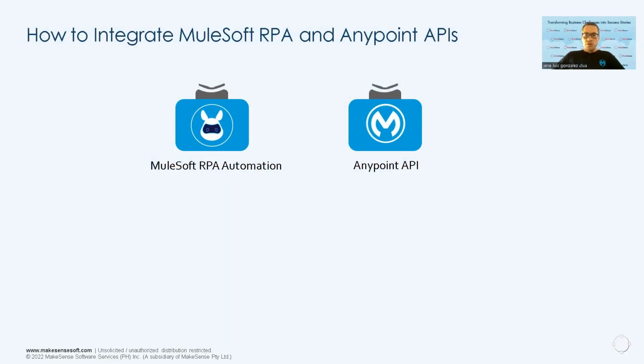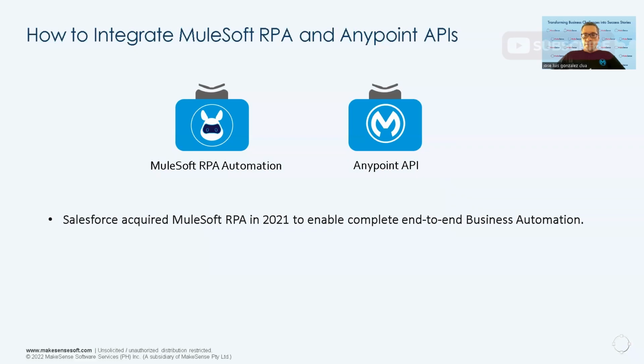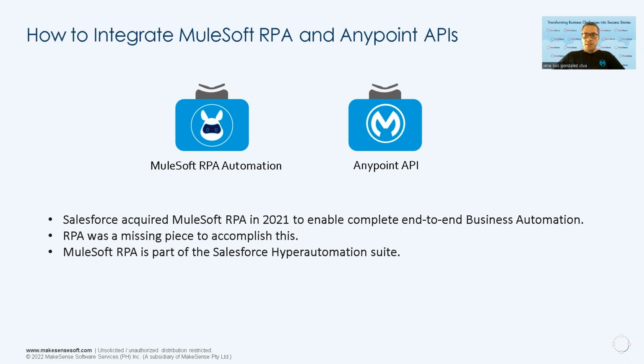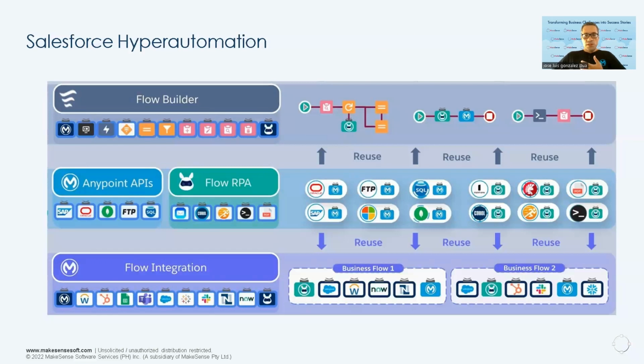In this video, I am going to present how to integrate a MuleSoft RPA automation and an Anypoint API. Salesforce acquired MuleSoft RPA to enable complete end-to-end business automation. RPA was a missing piece to accomplish this, and it is now part of the Salesforce Hyperautomation Suite, which means the automations can be published and reused across the platform.